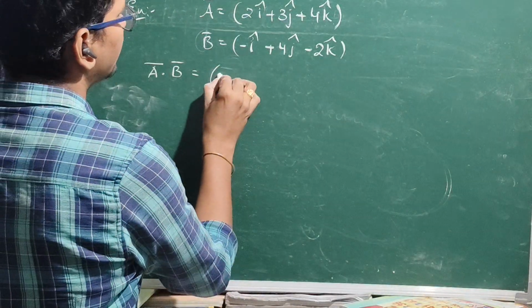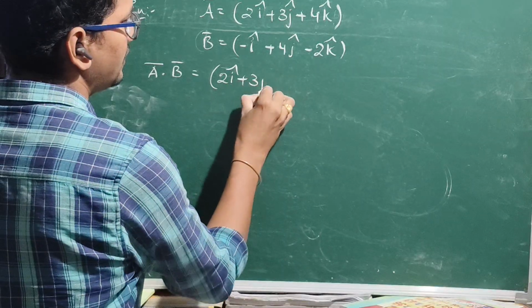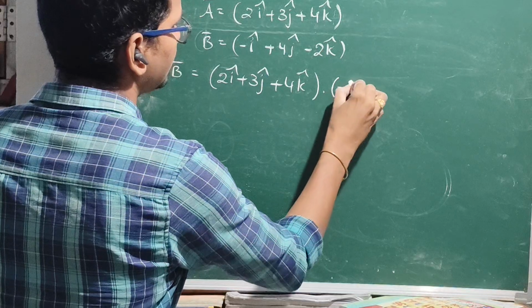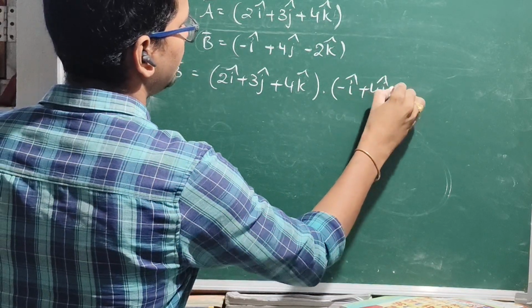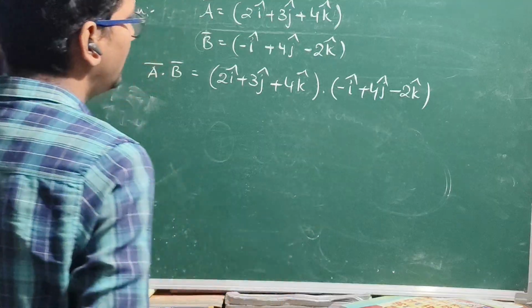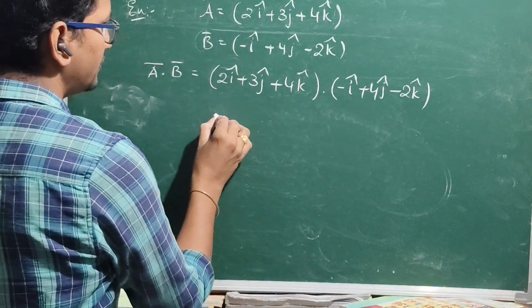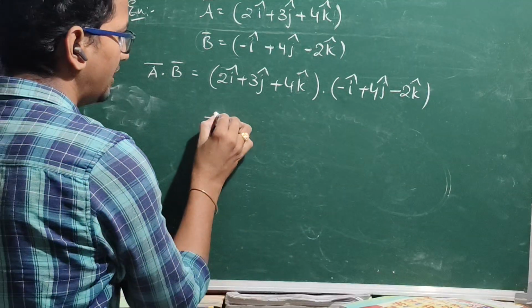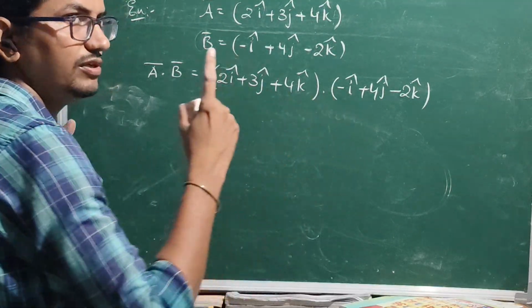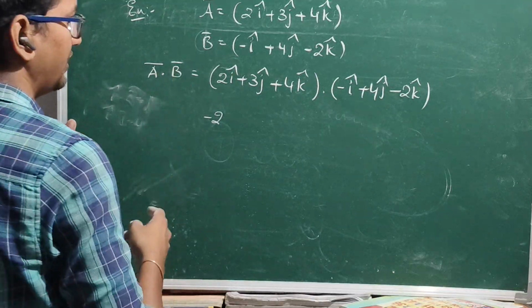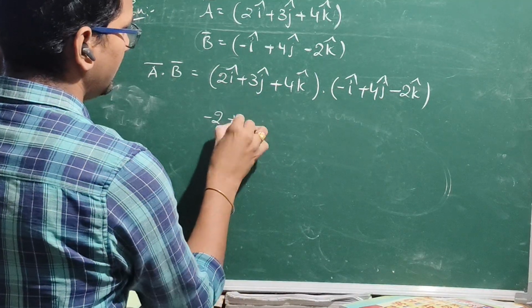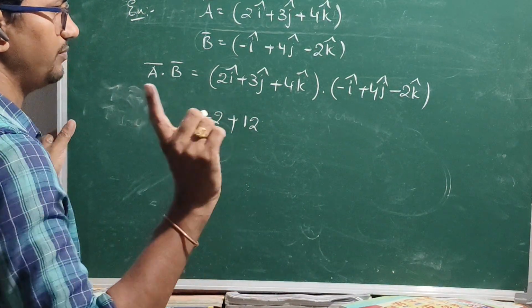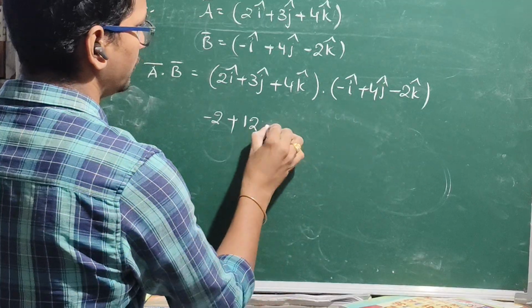See, what is the first one? 2 i cap plus 3 j cap plus 4 k cap, dot product, minus i cap plus 4 j cap plus minus 2 k cap. Okay, dot product means i cap dot i cap. 2 into minus 1, minus 2. i cap into i cap, i square, whose magnitude is 1, that's a unit vector. Next, plus 3 4s are 12. j square means 1, that is a unit vector whose magnitude is 1. 4 into minus 2, minus 8.